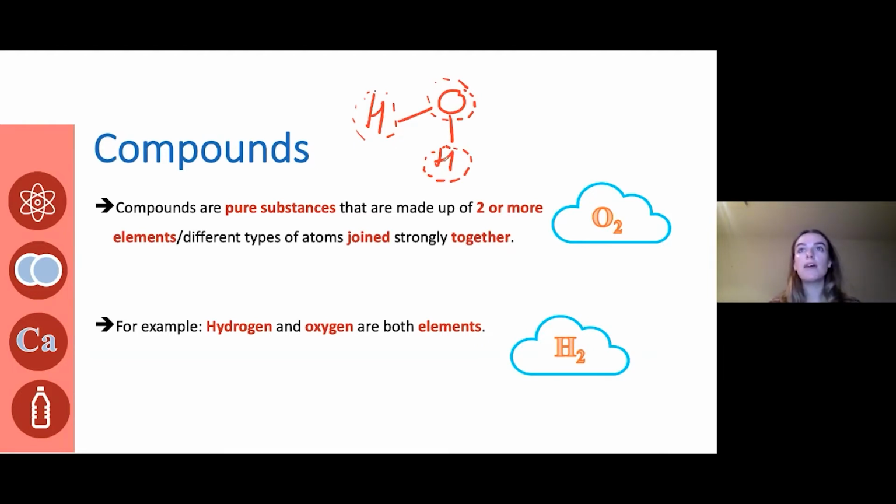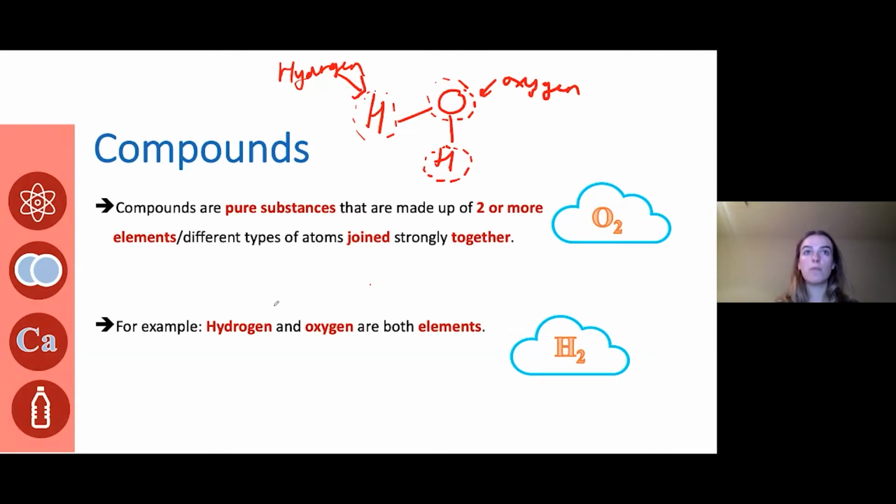Now that we have established what compounds are, what our elements are, and what atoms are, let's talk about the difference between a compound and a molecule. For compounds, we have to have different types of elements. This is hydrogen, and this is oxygen. So water is a compound. Water is your go-to example when you're thinking about compounds.